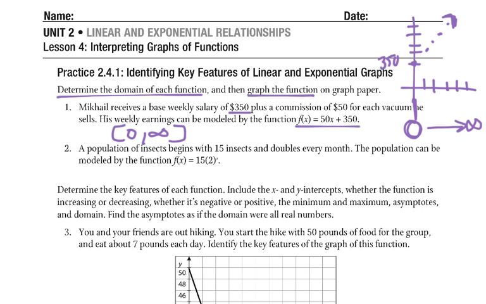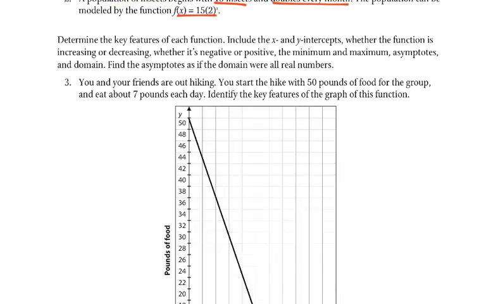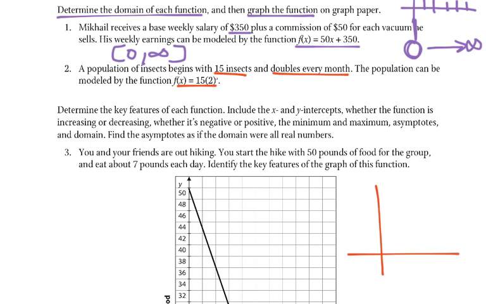Okay, number 2 then says a population of insects begins with 15 insects and doubles every month. The population can be modeled by this equation, 15 times 2 to the x. So, thinking in terms of our graph, let's make a graph right here. So we'd start at 15 and then we'd double every month, right? So it would look something like this.